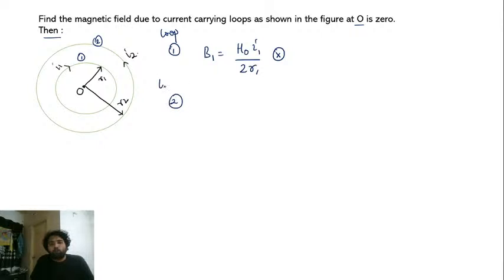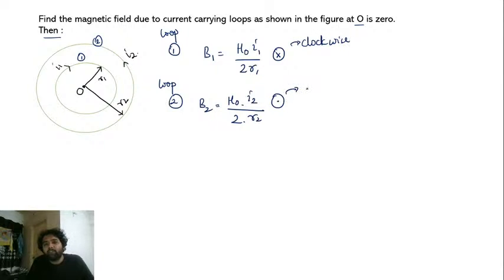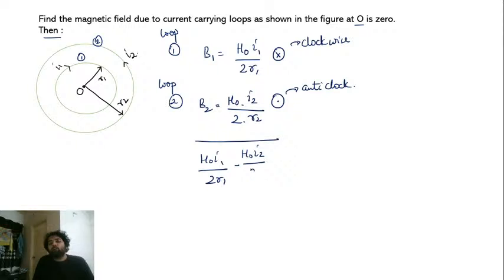And similarly, due to loop 2, B2 will be equal to mu naught into the current I2 by 2 times the radius R2, and this time it's going counterclockwise, so this is clockwise and this is anticlockwise. So the directions of both of them are opposite. When you add both of them, you write mu naught I1 by 2 R1 minus mu naught I2 by 2 R2 as the total field. Since we are taking the upper one as positive, we will take this direction to be negative.